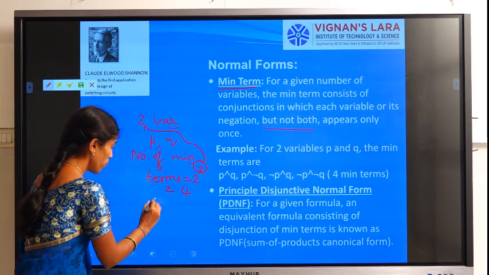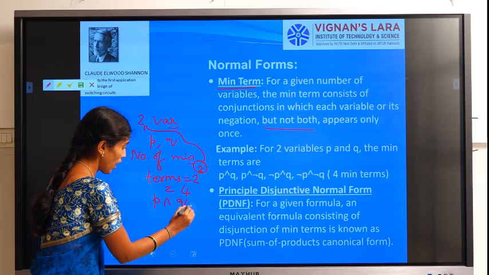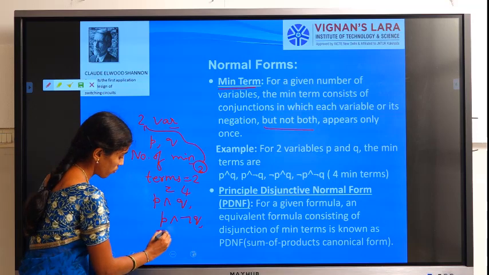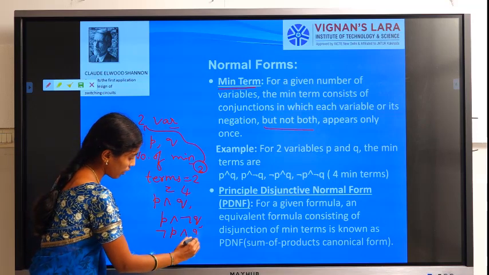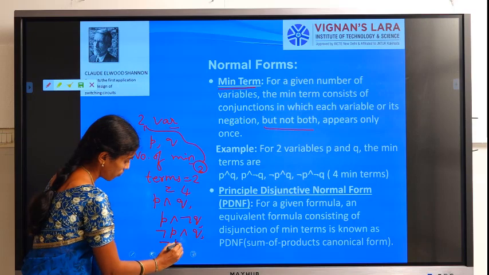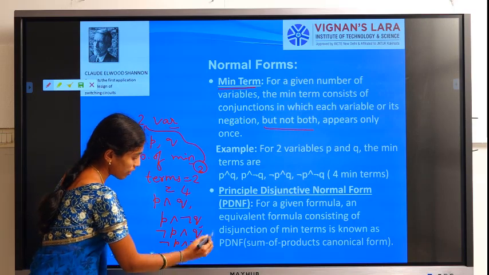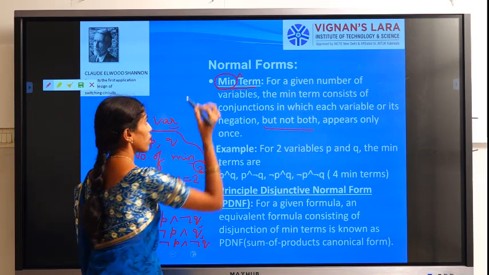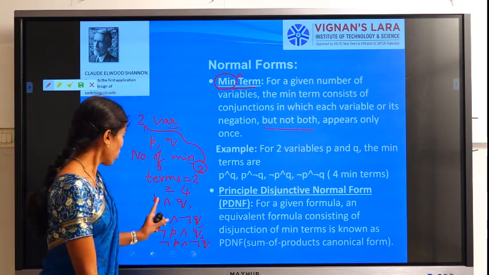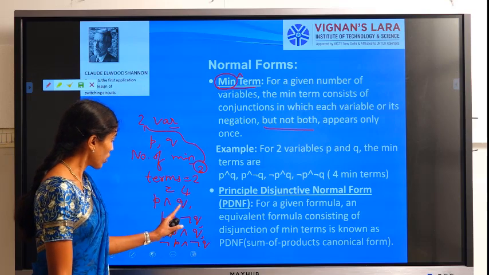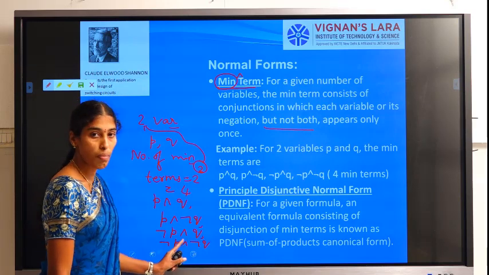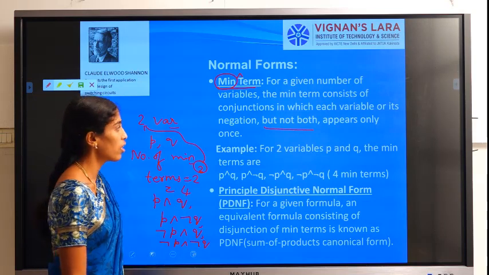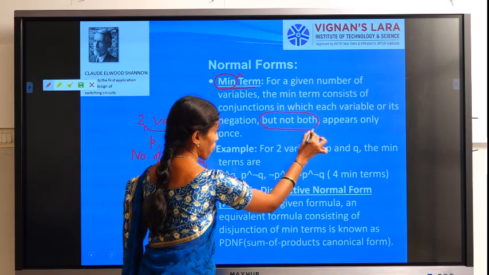Those are P and Q, P and negation Q, negation P and Q, negation P and negation Q. Here we use the symbol AND, or conjunction, in between the variables. If you observe clearly, here we use either the variable or its negation but not both. It is a very important thing.